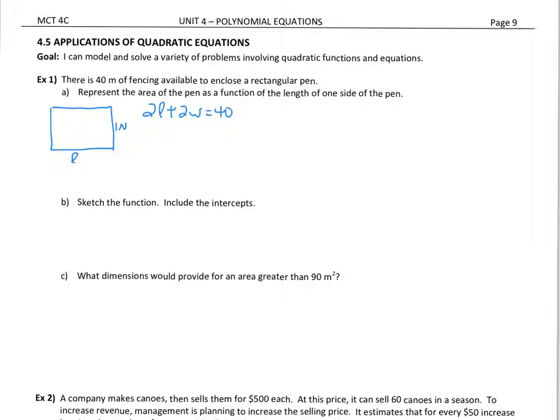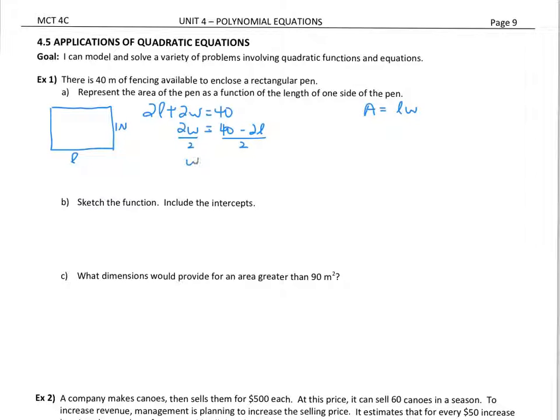Along with that, we want to represent the area of the pen. So area, we know, is length times width. So really, again, we've got equation 1 and equation number 2. I'm going to take equation 1, the perimeter equation here, and solve that for either my length or my width. So let's solve that for the width. I'm going to have 2 widths equals 40, take away the 2 lengths. So I'm taking away 2L from both sides, and then I'm going to divide everything by 2 here.